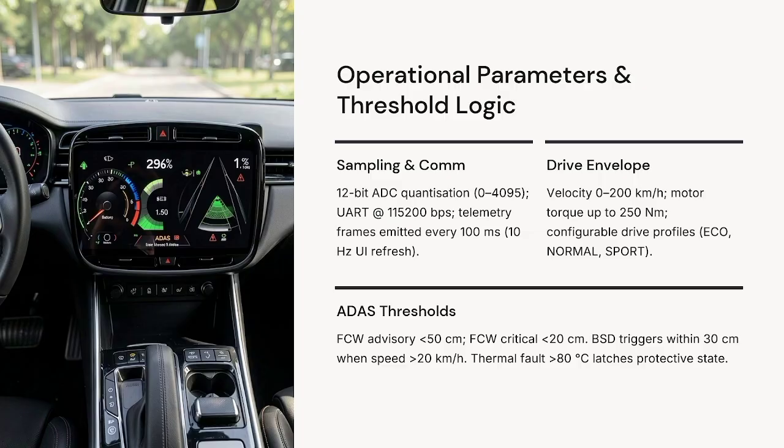Configurable drive profiles: eco, normal and sport. ADAS thresholds: front collision warning advisory is less than 50 centimeters and critical is 20 centimeters; blind spot detection triggers within 30 centimeters when speed is greater than 20 km/h; and thermal fault alerts when the motor temperature is greater than 80 degrees Celsius.